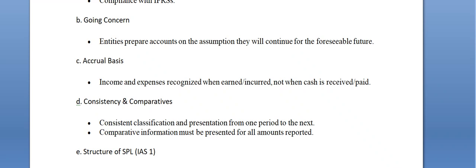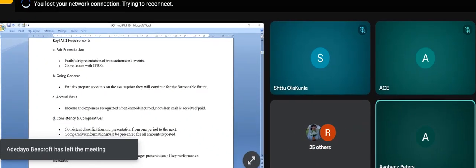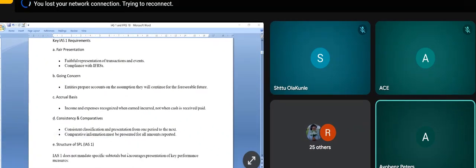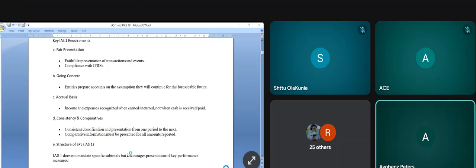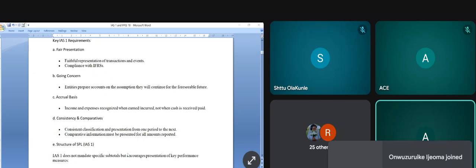Under your statement of financial position, you have the structure to be your asset. Under your asset, you have the non-current asset first, and then you have the current asset as well. Please take note of that. Very, very important. So you have your non-current assets, and then you have the current assets.